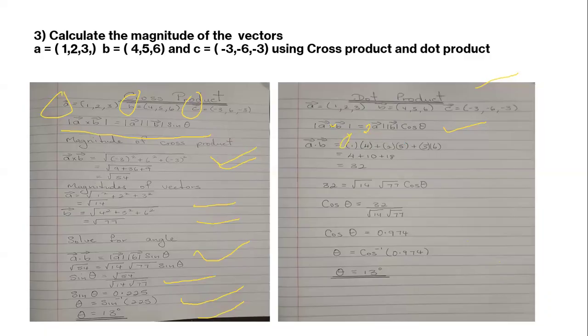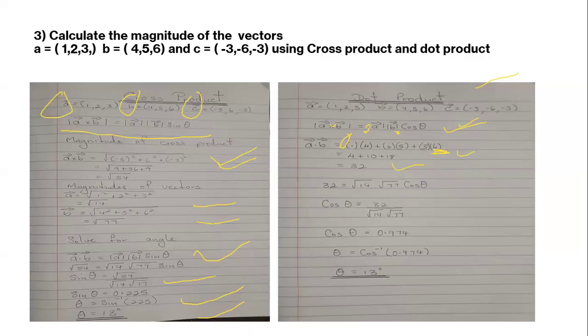We multiply the values of x in vector A and the value of x in vector B. So we do that for the second part, and we use the two values of x for the first one. We use the two values for y for the second one, and we use the two values for z for the third one. So that gives us 4 plus 10 plus 18, which gives us 32.